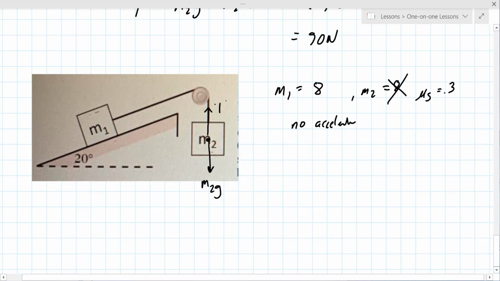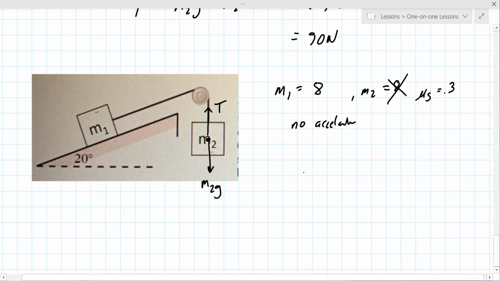Wait, backtrack. Why doesn't it have any acceleration in it? Because it says it will not make M1 slide up the incline. So if it's not sliding, it's not moving. That means there's no acceleration. Oh, so there's nothing happening to it. Nothing happening. Yeah.